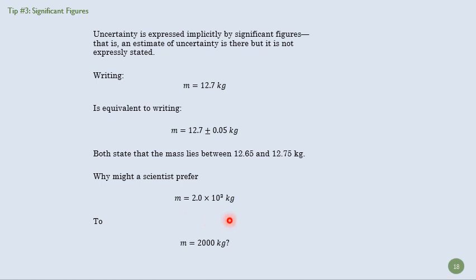This is one of the reasons we use scientific notation a lot, because this value here tells me my uncertainty. This is different than 2.00 times 10 to the third. But this number doesn't tell me that. I don't know if my significant figures here are 1, 2, 3, or 4. And so this doesn't give me that implicit expression of my uncertainty.